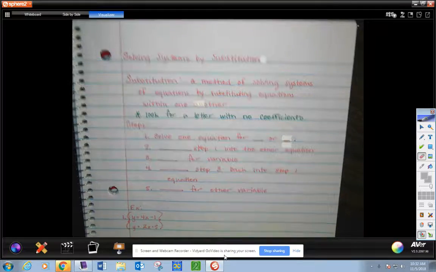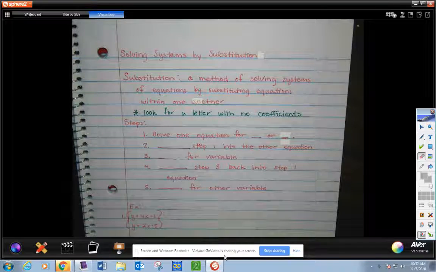All right, guys, if you will, your table of contents today, whatever page you're on, we're going to be doing solving systems by substitution. Once you have that written in, go ahead and flip your journal to that page. I already have some stuff written for you, so if you want to pause and write this stuff down, you can.